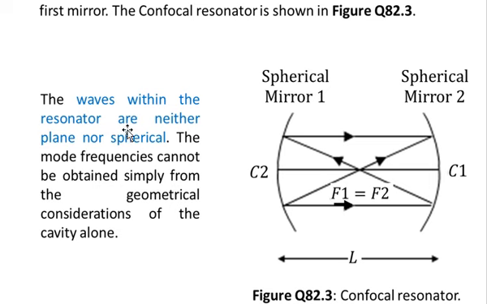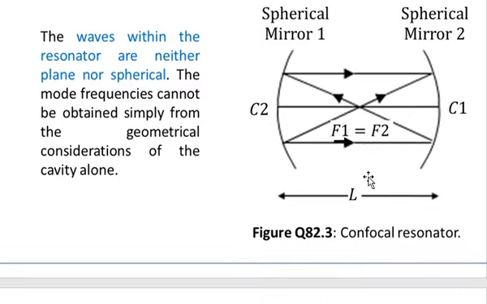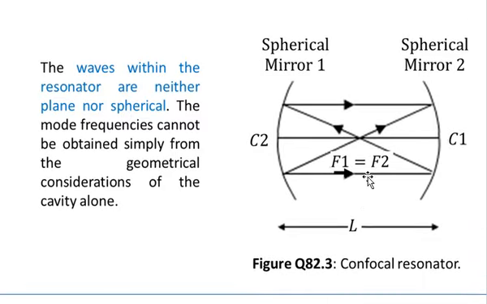The waves within the resonator are neither plane nor spherical. This is a very important point about confocal resonators, that we cannot specifically identify the wave fronts within these two spherical mirrors. They are neither plane nor spherical. The mode frequencies cannot be obtained simply from the geometrical considerations of the cavity alone. That is, we cannot associate the longitudinal modes with the length L in this specific case of the confocal resonator.